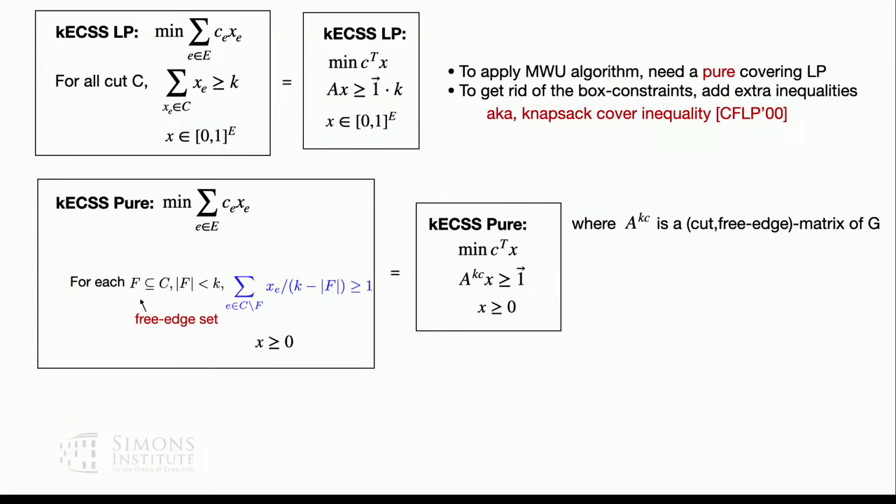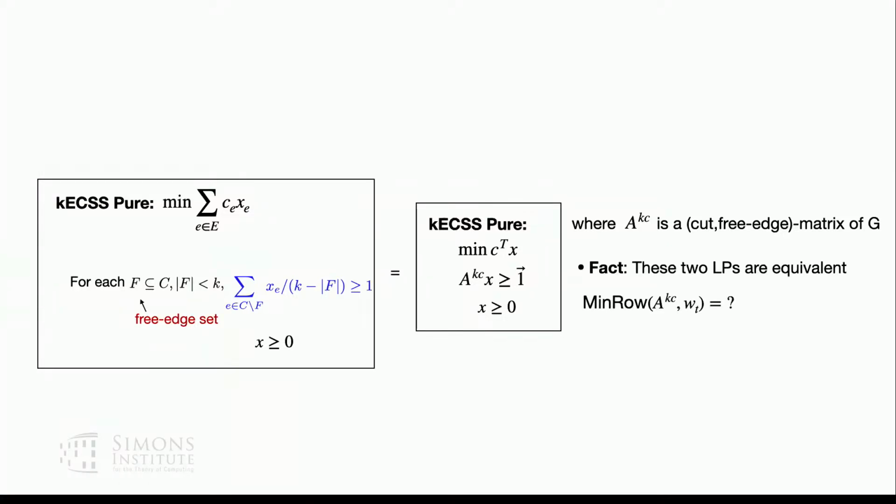So now we can write this in terms of the cut-free incident matrix, where each row corresponds to a cut and a set of free edges. When I say free edge, it means that there's a free edge set inside that cut. So now it's a cut and free edge incident to an edge matrix, right? And it's a standard fact that it's enough to solve this pure covering version. And okay, what is the min row problem?